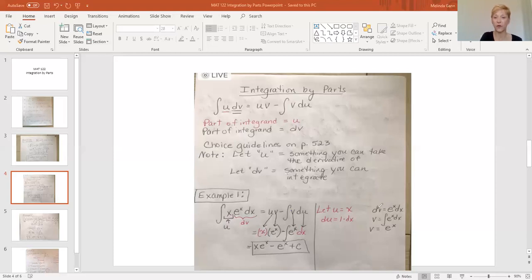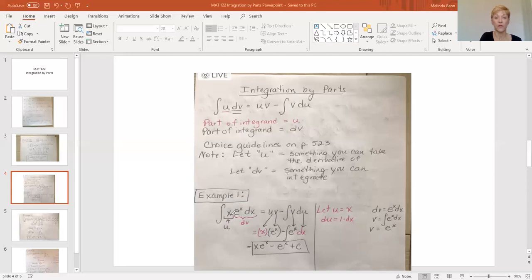Now, how do you get from dv to v? Well, you're going to have to integrate. So when you integrate e to the x dx, you just get e to the x. So there's your 4 pieces. There's your u, there's your du, there's your dv, and there's your v.